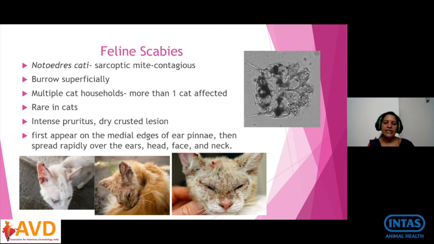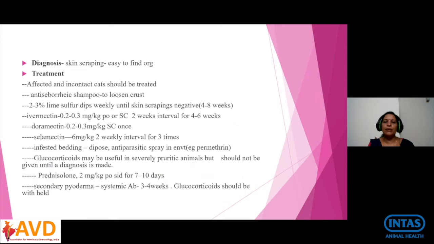Diagnosis is from skin scraping. It is easy to find this organism. Notoedres, it is easy to see the organism. Treatment: affected animals and in-contact cats should be treated. Anti-seborrheic shampoo, 2 to 3% lime sulfur dip weekly, unless the skin scraping is negative. Can give ivermectin, doramectin, selamectin, and infected bedding has to be disposed of. And antiparasitic spray has to be used in the environment.